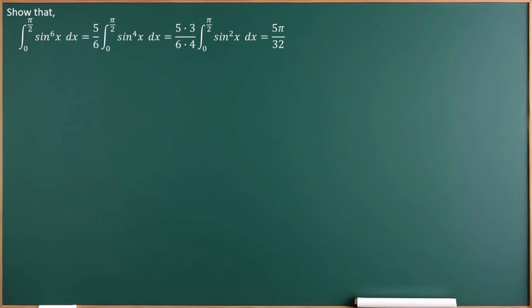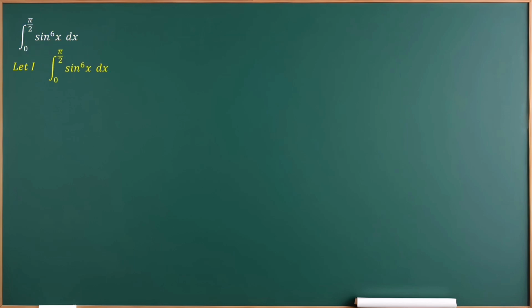Let's take the integral of sine to the power of 6x as capital I. Sine to the power of 6x value we can write as sin x times sine to the power of 5x. Then to simplify this integral, we can use the integration by parts method. We can give priority for the sin x term. Integral of sin x we can write as minus cos x. Then we can write the sin x to the power of 5 term as it is.